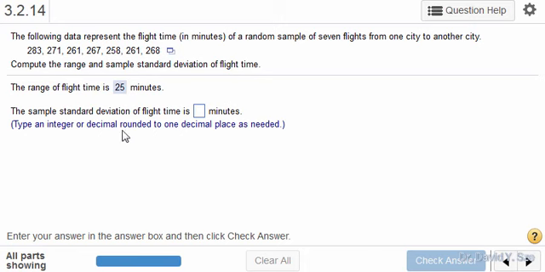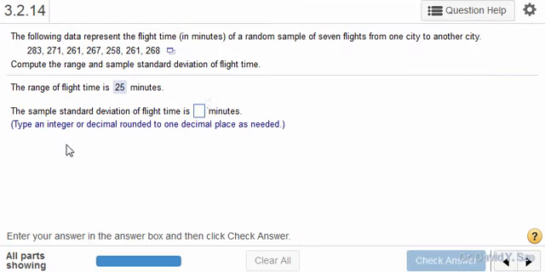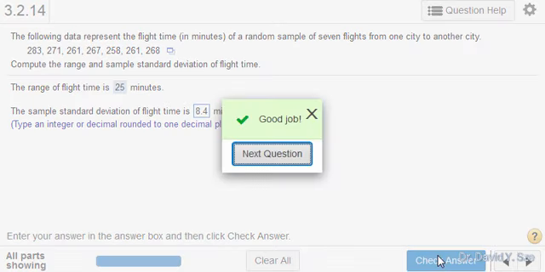Type an integer or a decimal rounded to 1 decimal place. So let's round this to 1 decimal place. That would be 8.4, since the next digit is less than 5. So rounded to 1 decimal place, the standard deviation is 8.4. Let's type this in, 8.4. Check our answer, and that's correct.